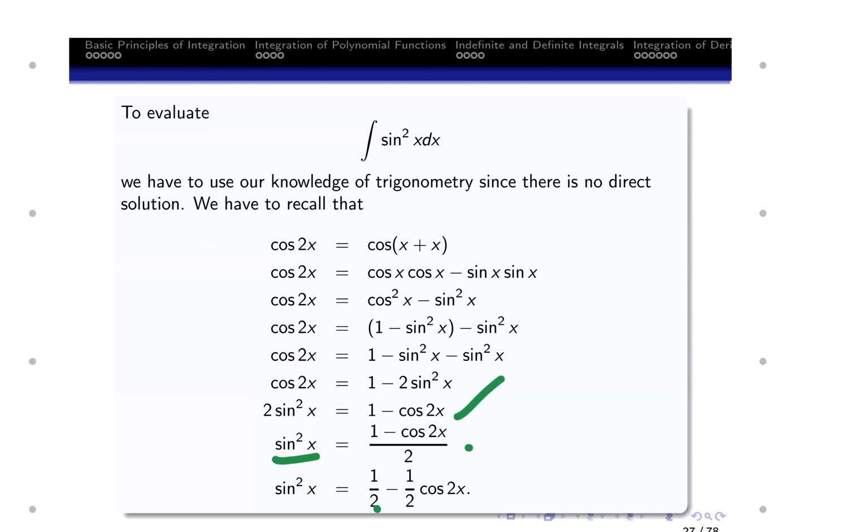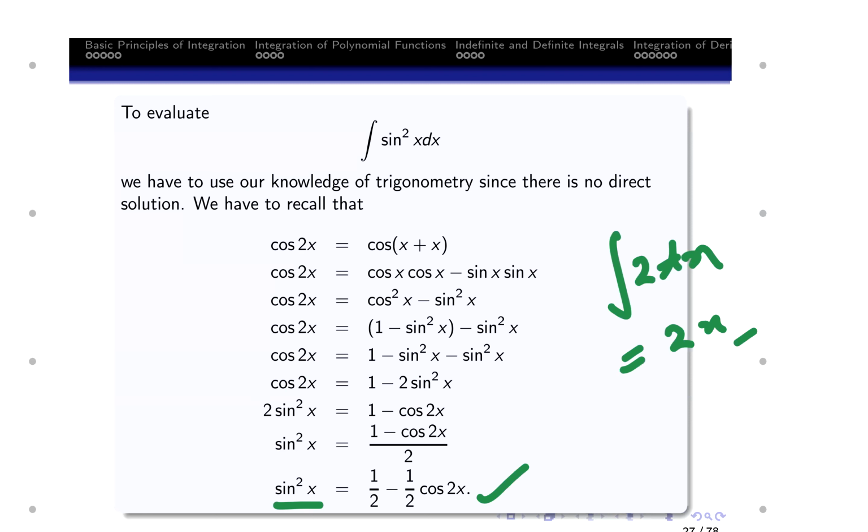Now, the interesting part is that it is easier to integrate 1 over 2 minus 1 over 2 cos 2x than to integrate sine squared x, because you can easily integrate 1 over 2. Whenever you integrate a constant, maybe 2 dx, it just takes the x automatically. It just becomes 2x plus c. It just takes the x behind the d. And you can also integrate half cos 2x, because this is just like a function of a function, right? To integrate this, of course, we'll see that in the next slide. Let me not get ahead of myself.